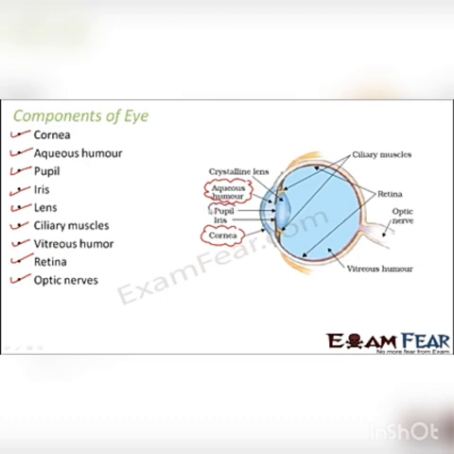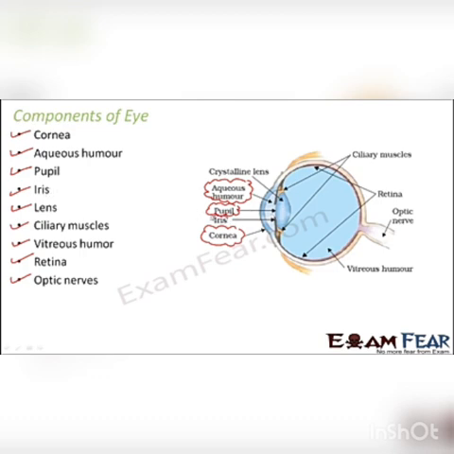Third is the pupil. The pupil is nothing but this opening in the eye. So you see a black spot at the center of your eye, which is very small. Exactly at the center you see a black spot. That is nothing but the pupil.